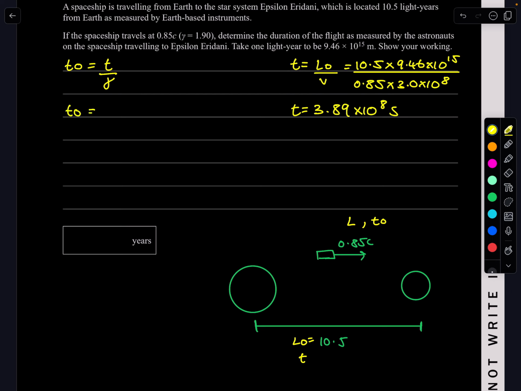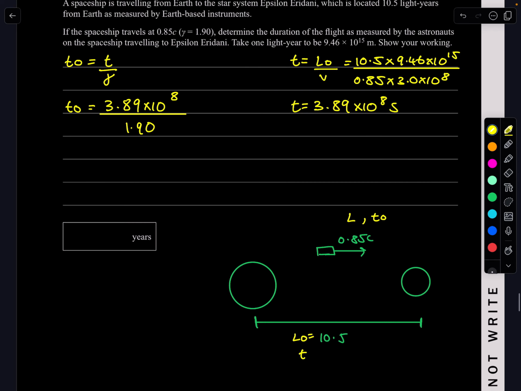So my proper time is that 3.89 times 10 to the power of 8, all divided by 1.90. I want to double check it. Yep, that's going to give me 1.90. That gives me my time to be 2.05 times 10 to the power of 8 seconds. So that's our proper time, and we just need to get it in years.